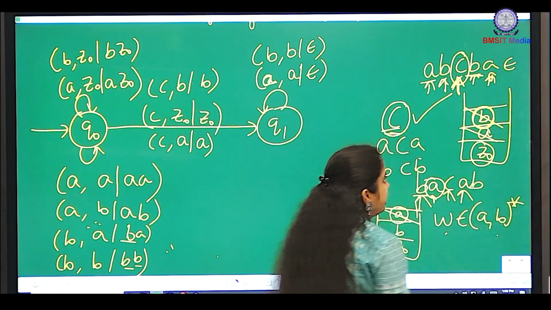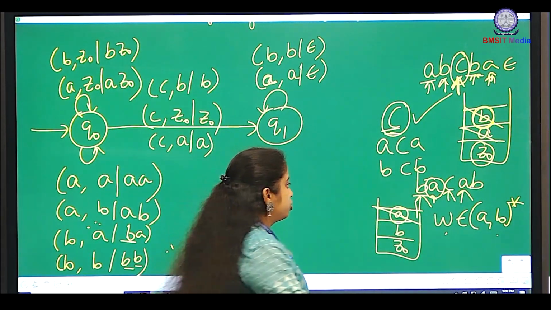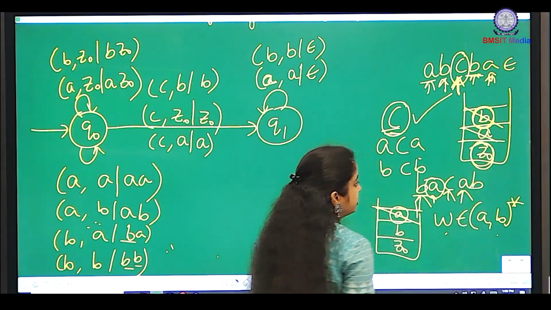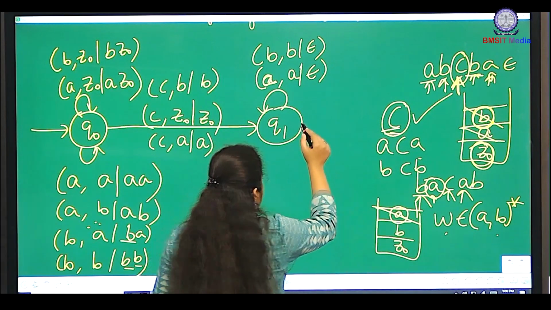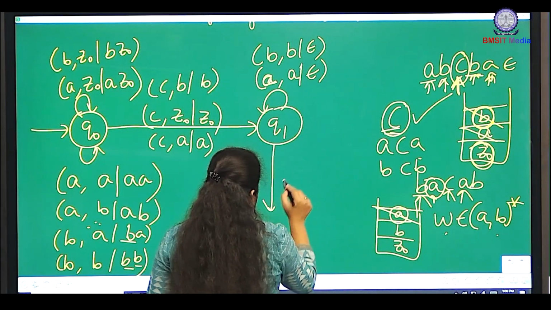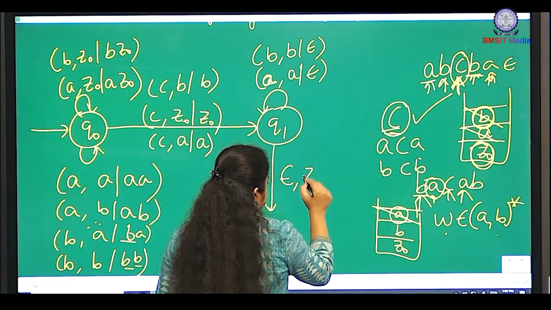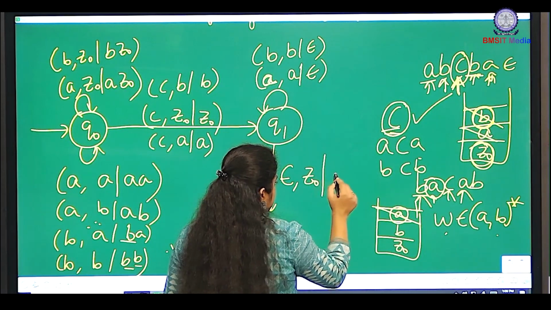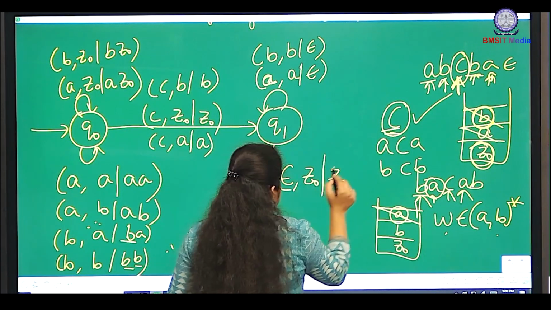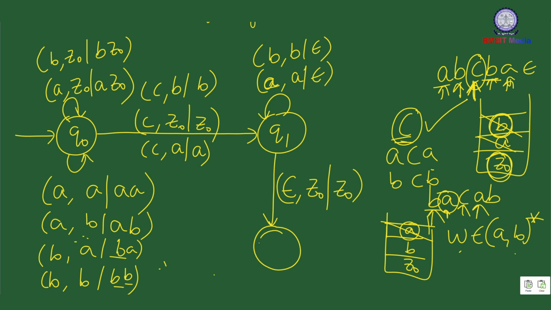When you reach the end of the string, epsilon, what should be there in the stack? Z0 should be there in the stack. So, you will reach the final state. Epsilon, Z0, you will keep Z0 as it is and you will reach final state Q2.